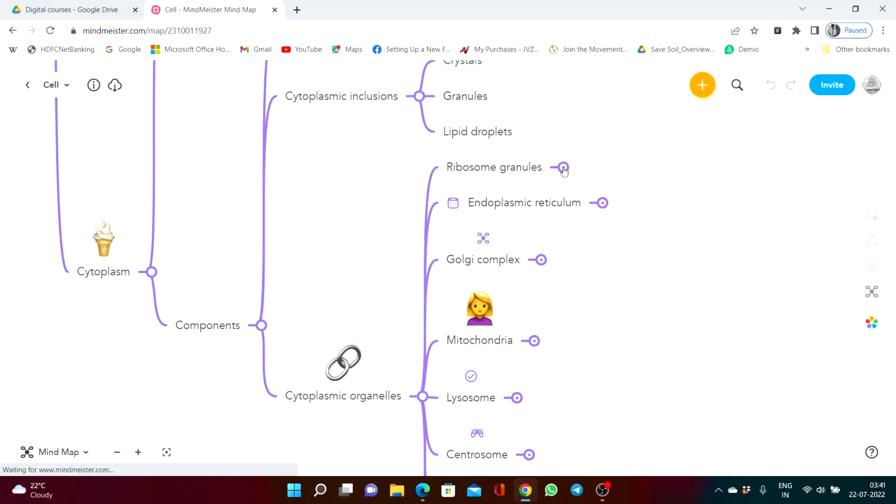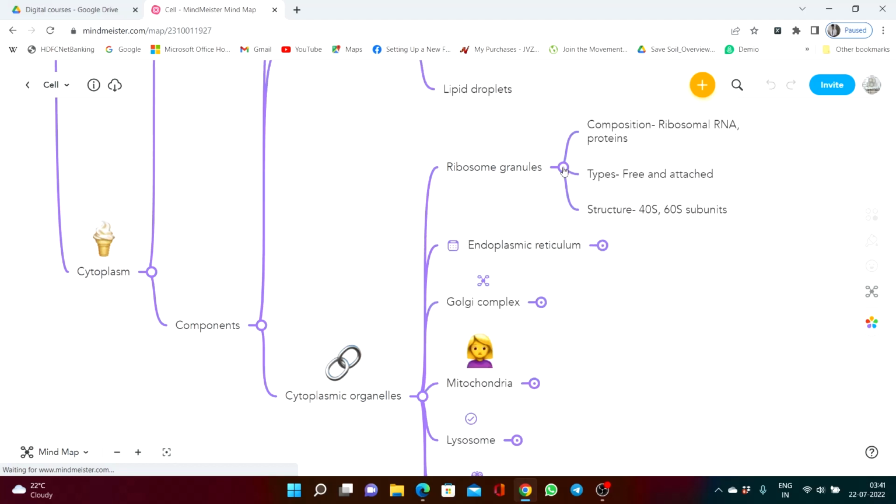Now, the ribosome granules are composed of ribosomal RNA and proteins. They are of two types, free ribosome granules and attached ribosome granules. They are formed by two subunits, that is 40S and 60S.